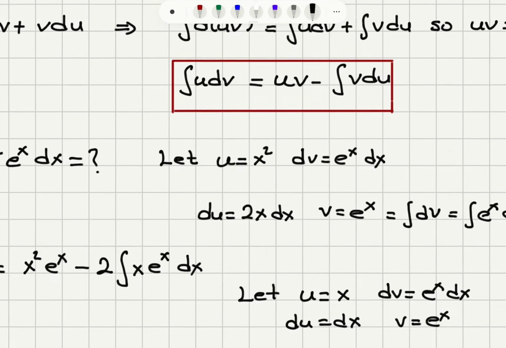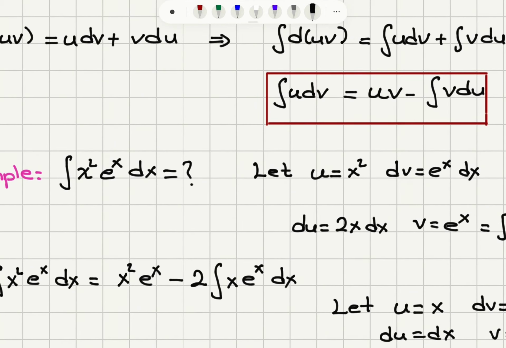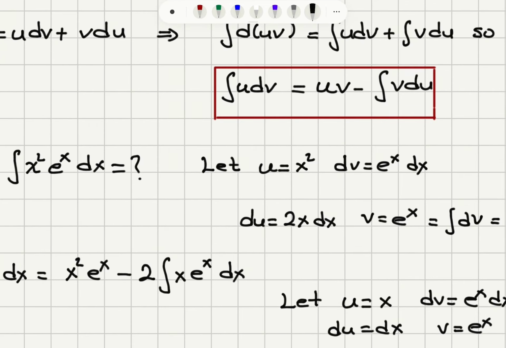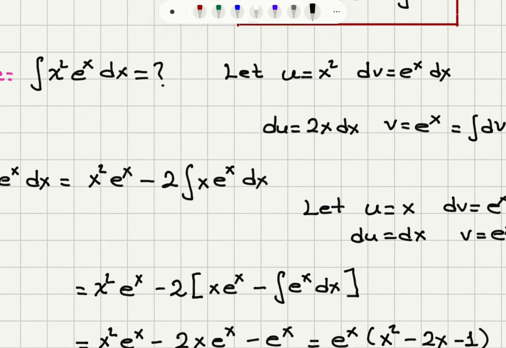So we have uv, which is x squared e to the x, minus integral v du, which is minus integral e to the x 2x dx. So that's what we have. But we're not done, because we have to take the integral of x e to the x as well.